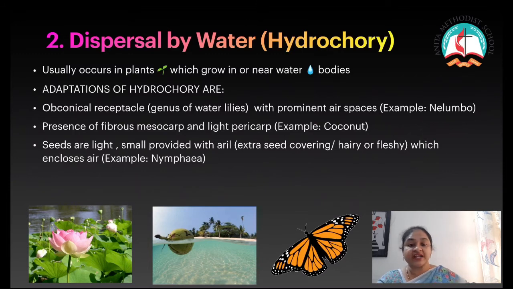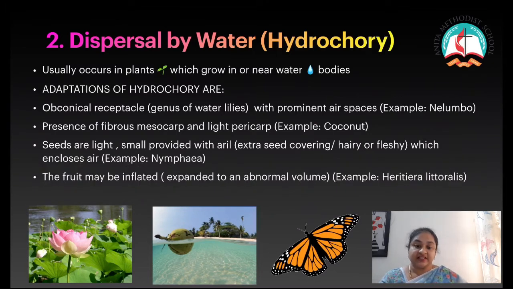They are provided with aril, an extra seed covering, or a hairy or fleshy covering which encloses air. And an example for that is Nymphaea. Then the fruits may be inflated.